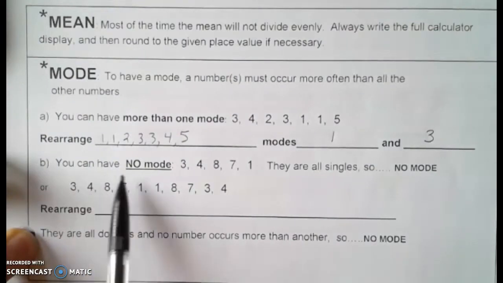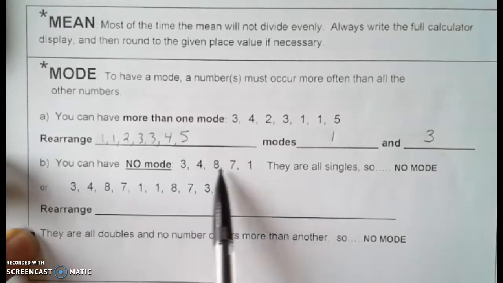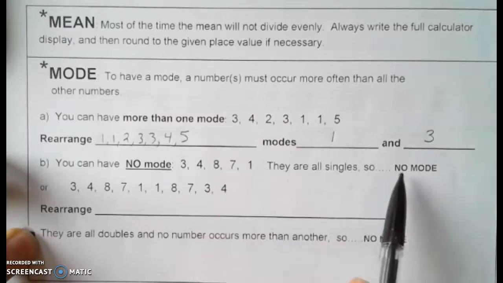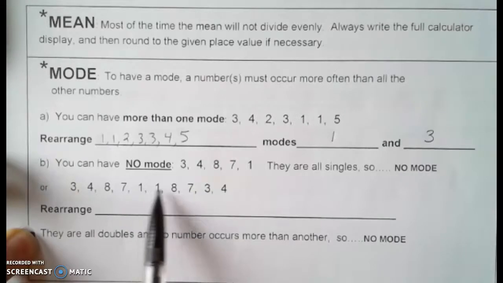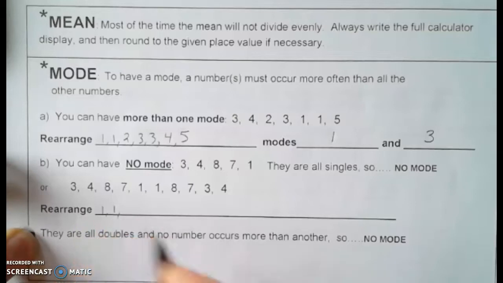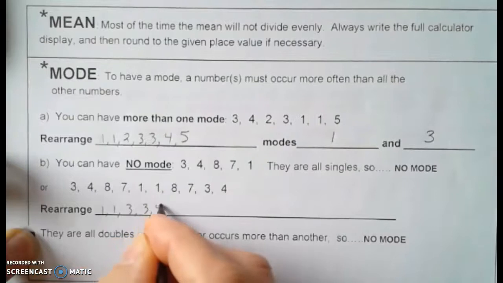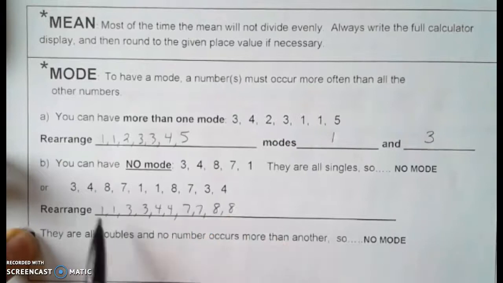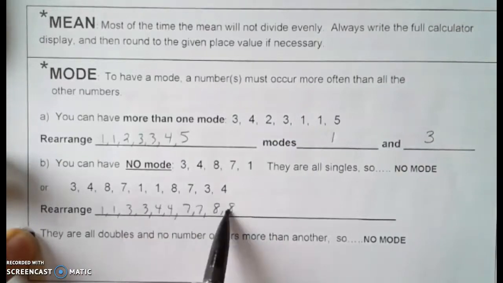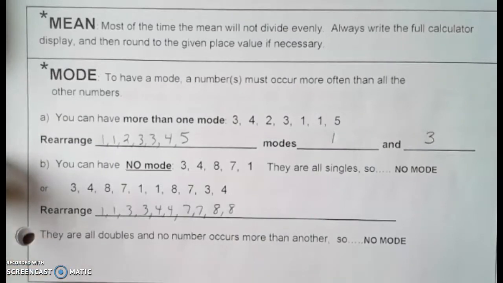Now it's also possible to have no mode. For example, 3, 4, 8, 7, 1. These numbers all show up just once. They're singles. There is no mode because no number shows up more often than the others. Or if I take this list of numbers here, let's rearrange it first. I see I've got a couple of 1s, a couple of 3s, a couple of 4s, a couple of 7s, and a couple of 8s. Each number shows up twice in the list. They're all doubles. No number occurs more than the others, so there is no mode in this example.